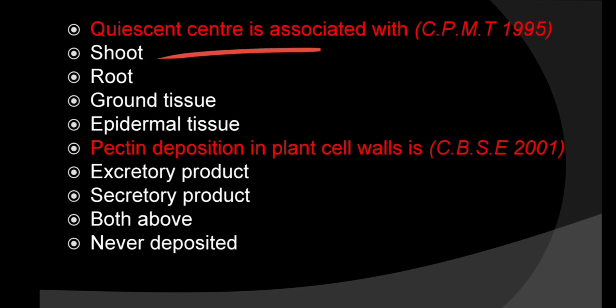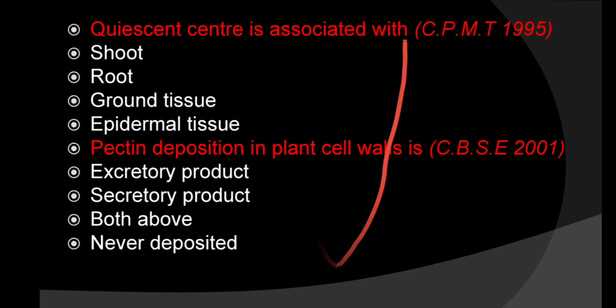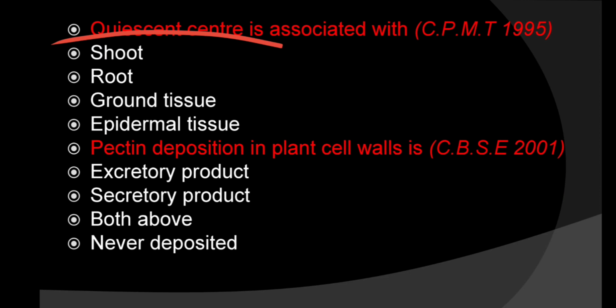Quiescent center is associated with which structure? It is the inactive zone present at the tip of the root. In the center of the root tip there is a region known as the quiescent center. This is the inactive region in the root. Pectin deposition in the plant wall is a secretory product. It is not excretory, it is only a secretory product.